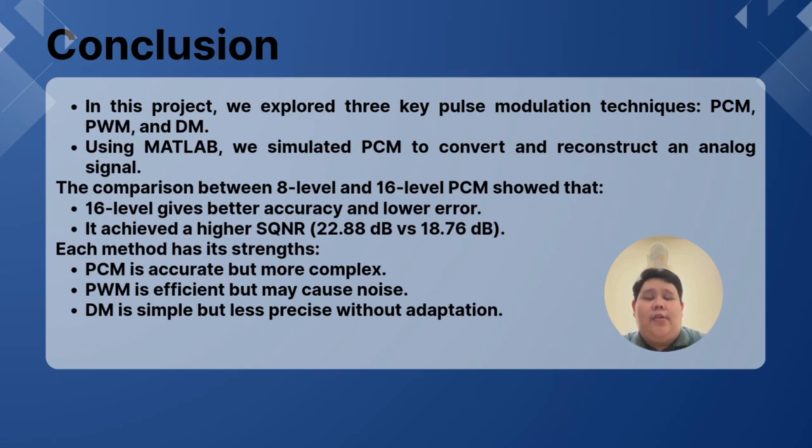Pulse code modulation is accurate but more complex. Pulse width modulation is efficient but may cause noise, and delta modulation is simple but less accurate without adaptation.